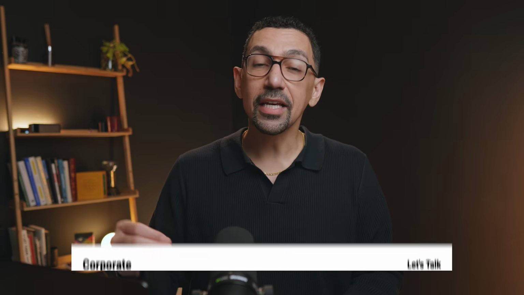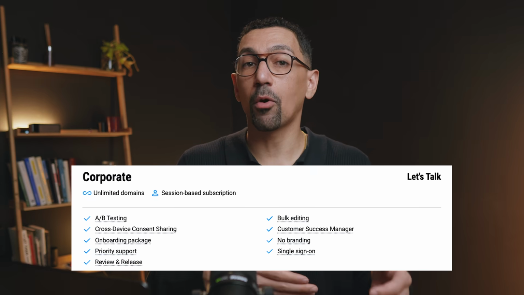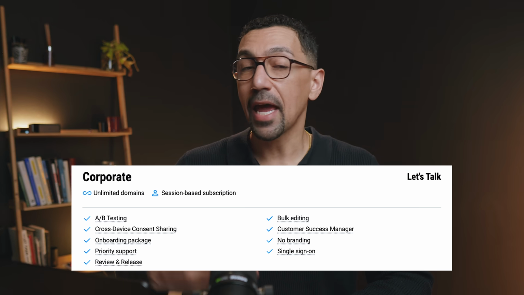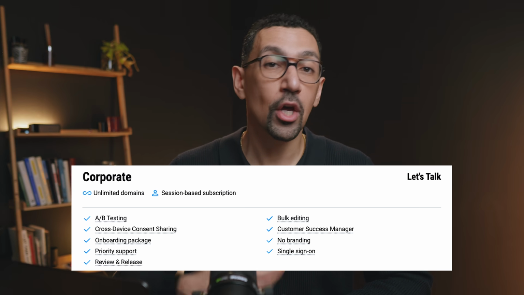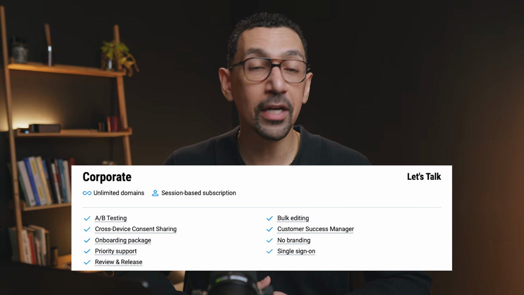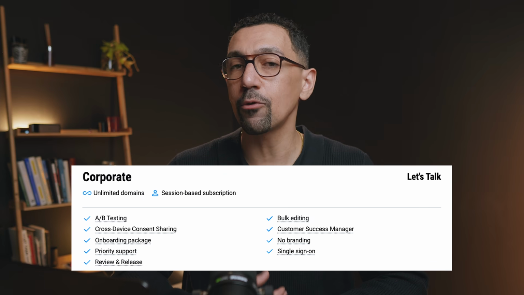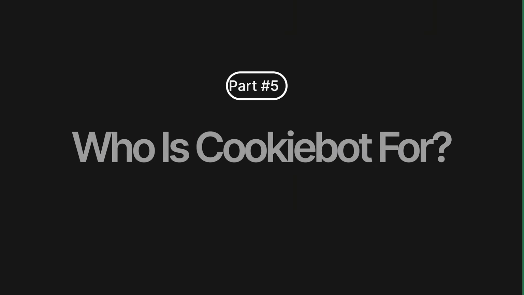Now, if you need to take it to the next level, let's say your business is running Google Ads or managing multiple websites, the advanced plan adds things like multi-domain management, user role management for teams, A/B testing on your banners, cross-device consent sharing, priority support, and a full API for integrating with your existing systems. That is a robust set of features built for agencies and businesses with more complex needs.